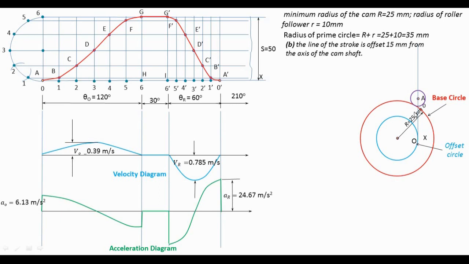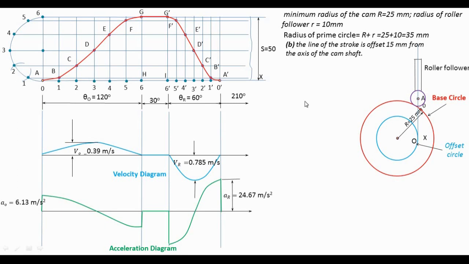First we need to draw a vertical line. Next you can take a distance of 10 mm in the compass. You need to put the needle here, and by trial and error method you can plot the point A on this vertical line, on the stroke line. After plotting the point, you need to draw a circle equal to the radius 10 mm. So this is the position of the roller. So let us draw the follower. So this is the follower.